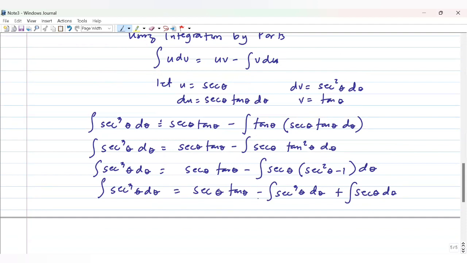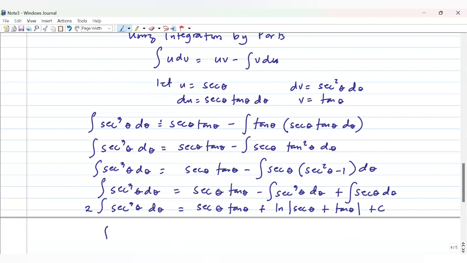This is negative. Okay, transposing it to the other side, that will be positive. So we have 2 integral of secant cube of theta d theta equals secant theta tangent of theta minus, what's the integral of secant theta d theta? Oh, sorry, plus, that is ln of secant of theta plus tangent of theta, okay, plus c.